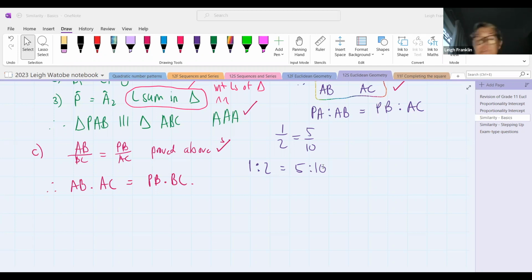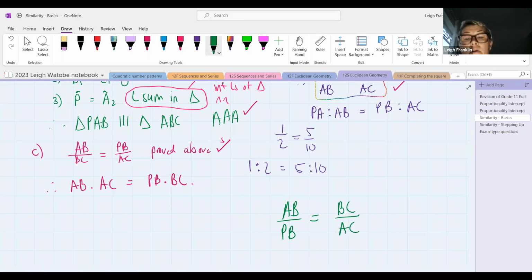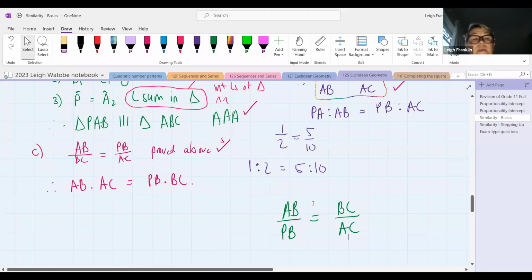Let me just write that down because that is true. So you said AB over PB is equal to BC over AC. That's fine, that's perfect, not a problem. The ratio is going to be the same, because the numerator of the one over the numerator of the other is the same as the denominator. Okay, thank you, ma'am. No problem.